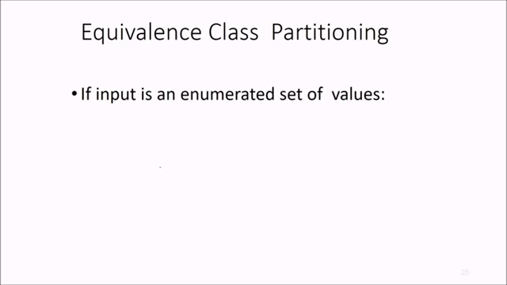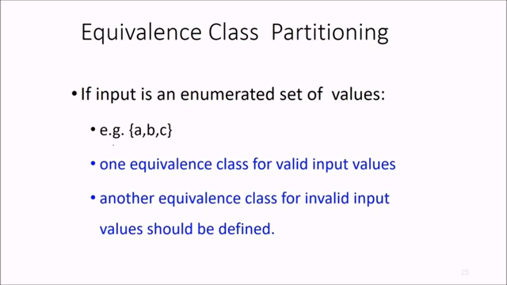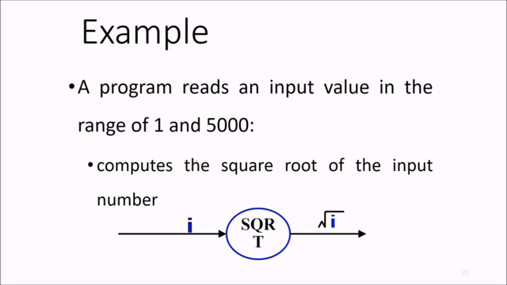If the input is an enumerated set of values, for example A, B, C, one equivalence class for valid input values and another equivalence class for invalid input values should be defined. So not only defining the equivalence classes, but defining them for both valid and invalid input values is very important.